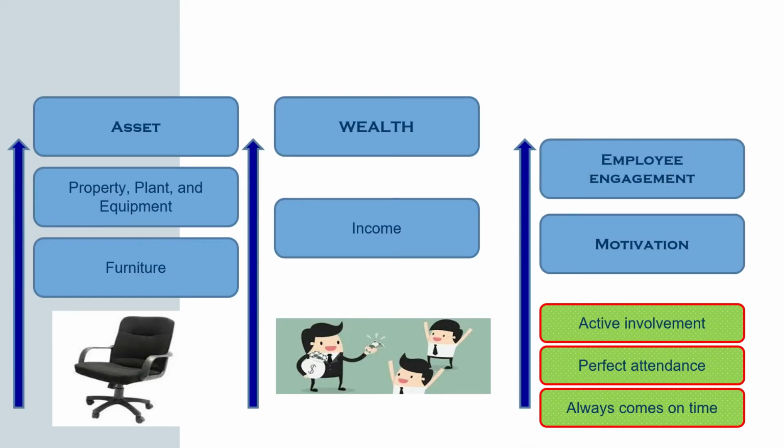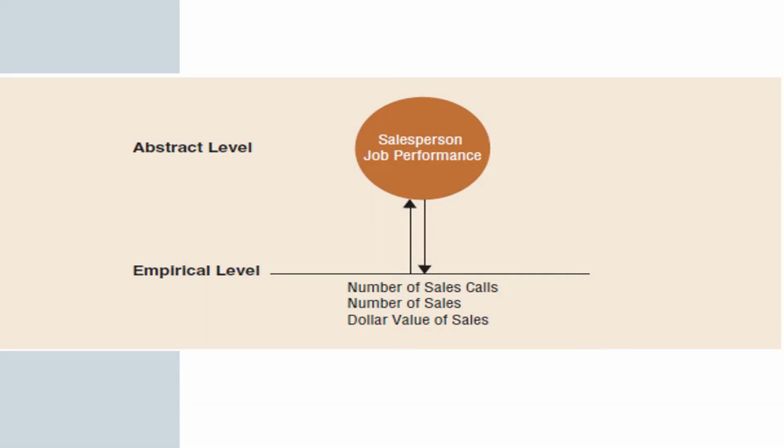So notice that when we talk about theories, the theories are the most abstract. The theories referred to in our illustration, asset, wealth, employee engagement, are theories that exist at that level. If you break down the theories, then you get to see the concepts. And when you break down the concepts further, then you get to see the variables. So notice again that the theories are the more abstract.